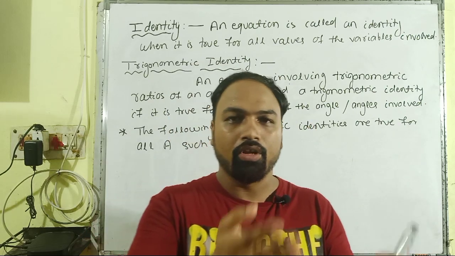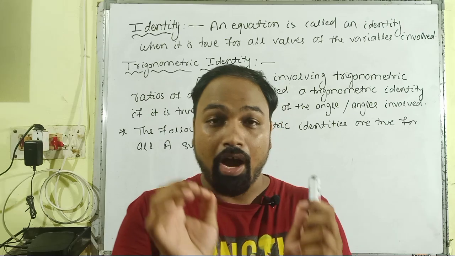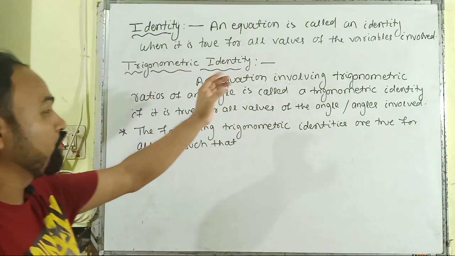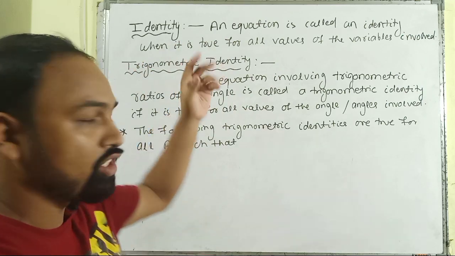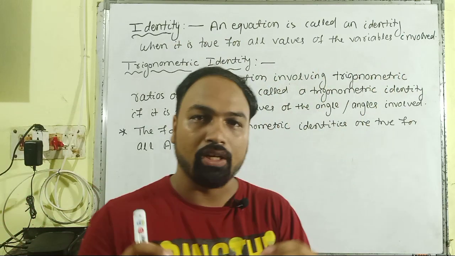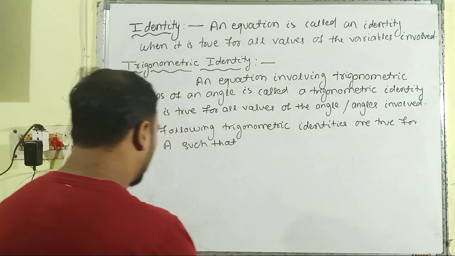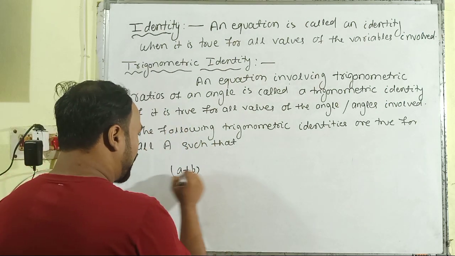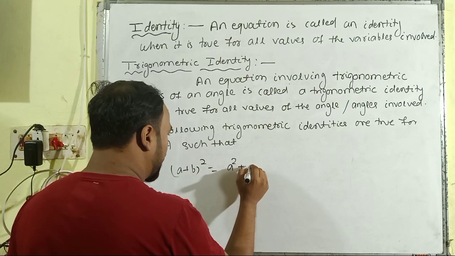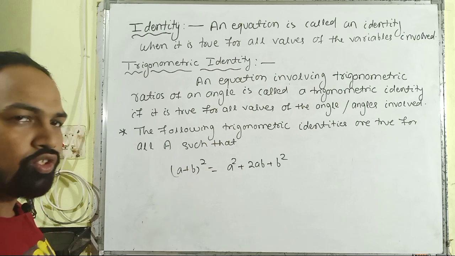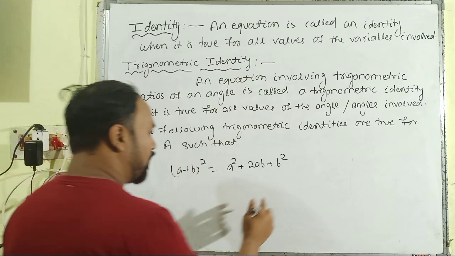Before trigonometric identity, let us go through the term identity. What is identity? Here is the definition of identity. An equation is called an identity when it is true for all values of the variables involved. Let us take an algebraic identity so that it will be clear to you. (a plus b) whole square, and you know that it is a square plus 2ab plus b square. And it is true for any number you can take.